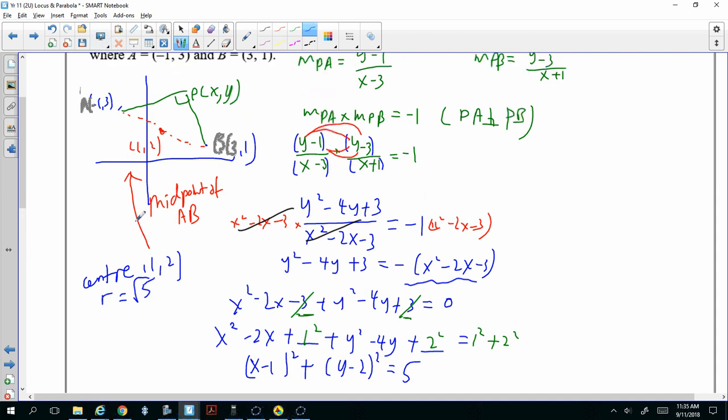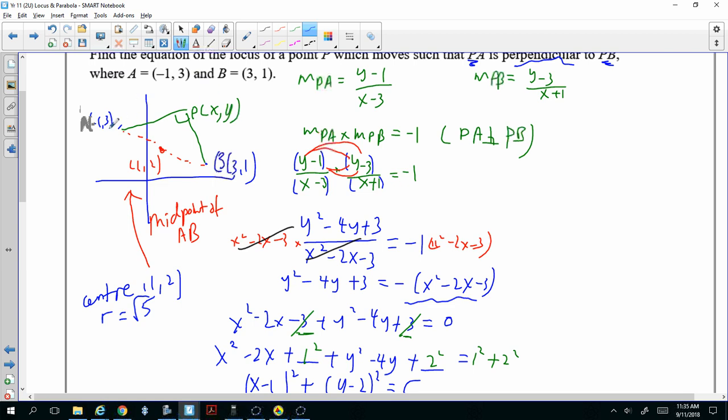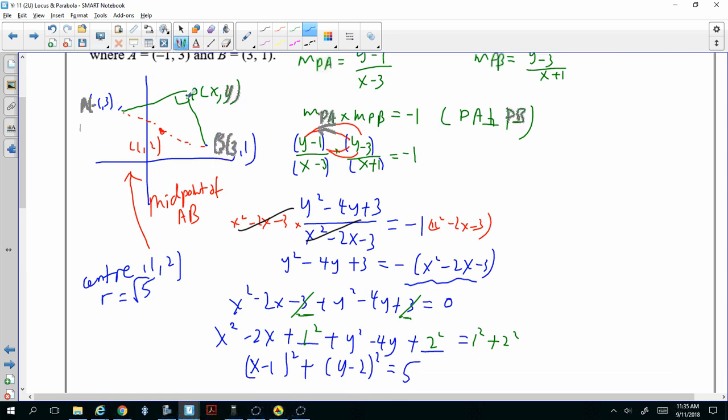All right, let's complete the square. We did that last lesson. The top bit, gradient of PA, gradient of PB, because it's perpendicular. So you actually trace out a circle. So I could just draw a dotted line. It's a circle of radius root 5.